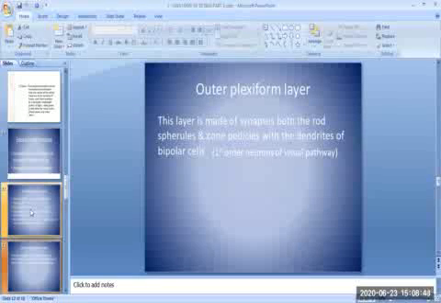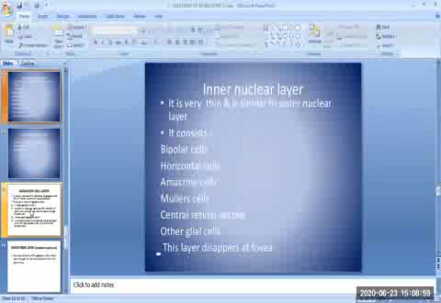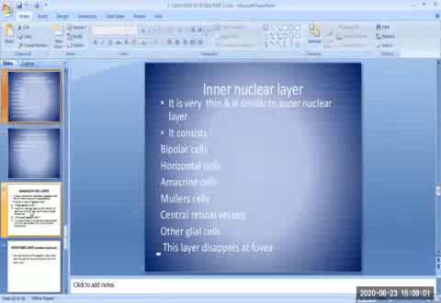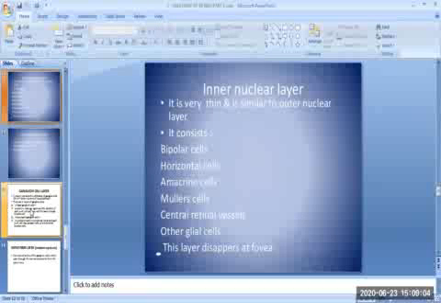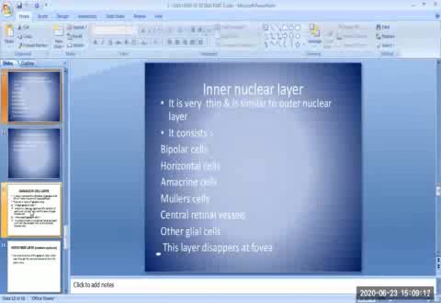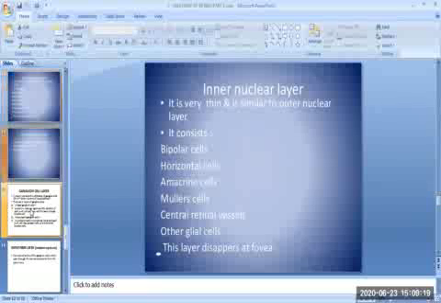The next layer, the fifth layer, is the outer plexiform layer. This layer is made of synapses between the rod spherules and cone pedicles with the dendrites of bipolar cells. Bipolar cells are the first order neurons of the visual pathway. The next layer is the inner nuclear layer. It is very thin and is similar to the outer nuclear layer. It consists of various types of cells like bipolar cells, horizontal cells, amacrine cells, Mueller cells, central retinal vessels and glial cells, and this layer disappears at the fovea.